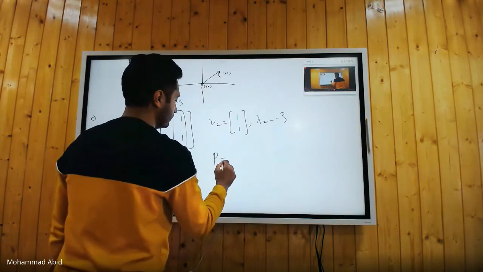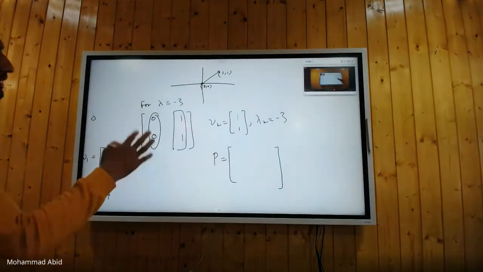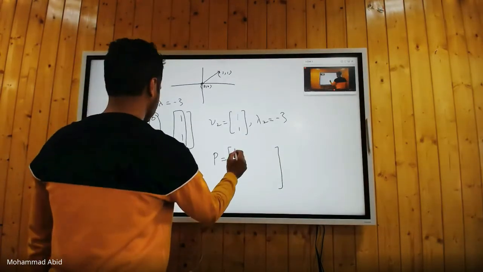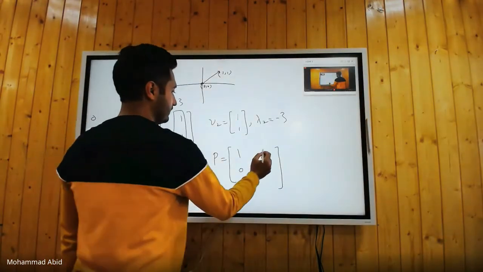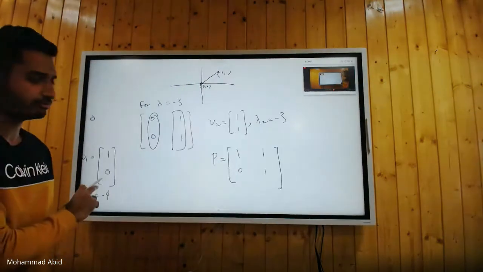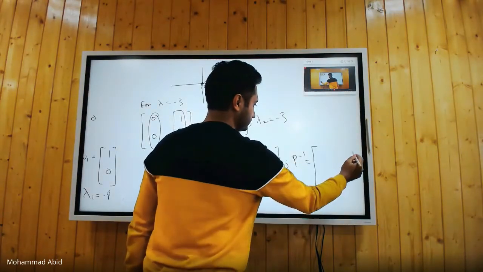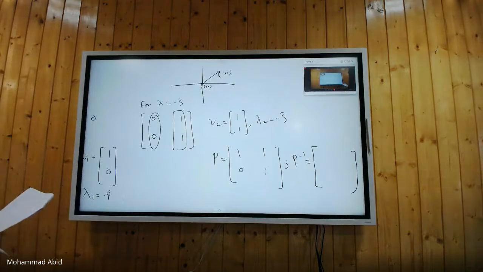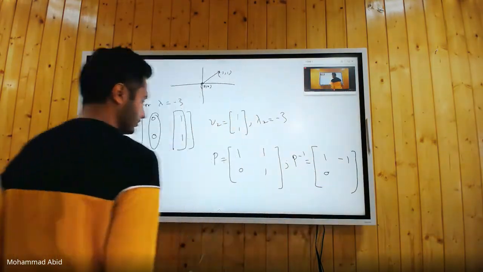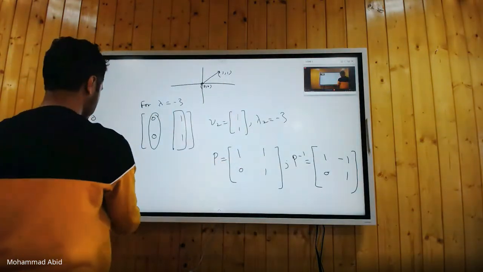So what's your P now? P is just you take your eigenvectors and stack them as columns in this P. So first eigenvector was 1, 0. Second eigenvector was 1, 1. This is your matrix, which will transform your A into diagonal form. And quickly you can find P inverse. What's P inverse there? 1, -1, 0, and 1. This is P. This is P inverse.